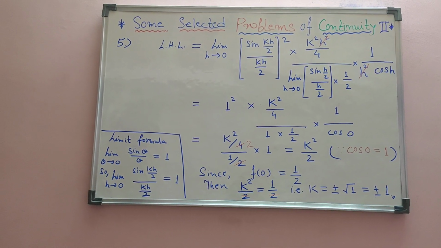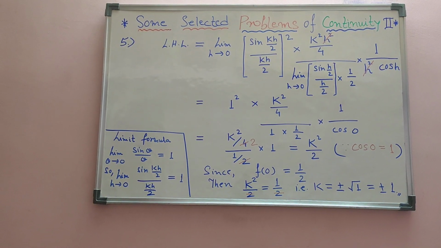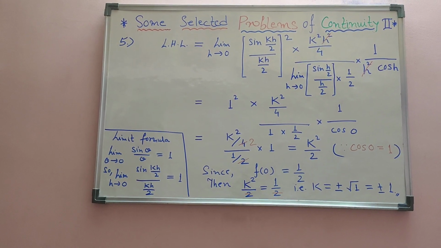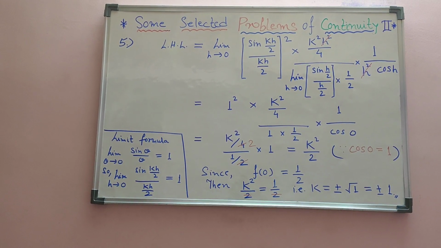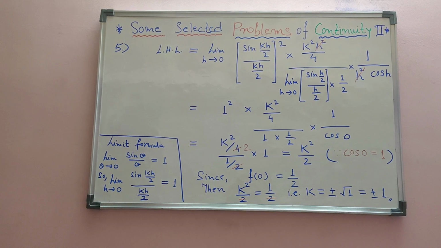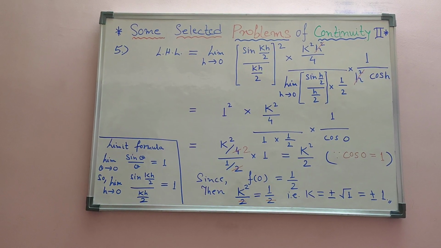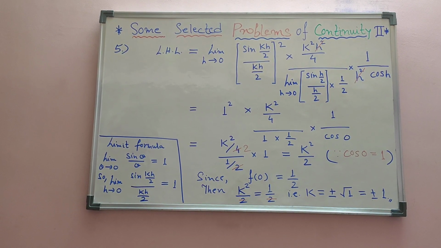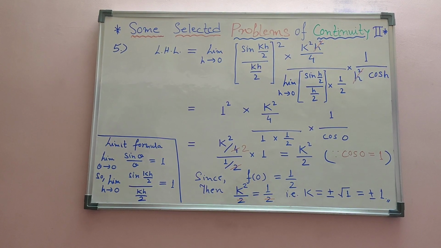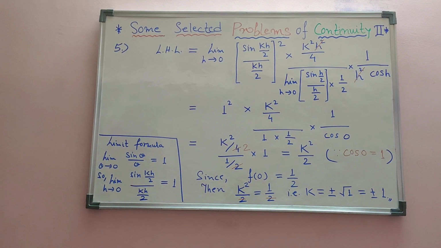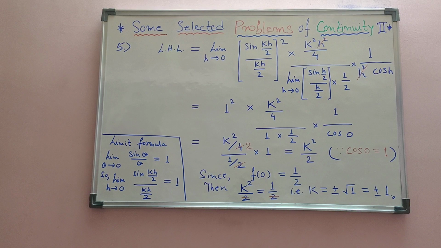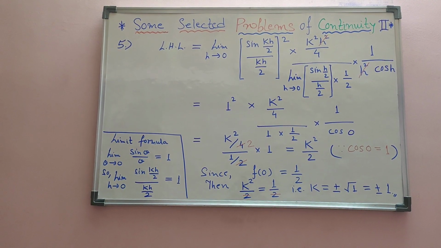We know square root of 1 is 1. So here the k value will be both plus 1 and minus 1. Don't forget it, because wherever there is a square, it will give two values, plus and minus both. So the k value will be plus 1 and minus 1 both.